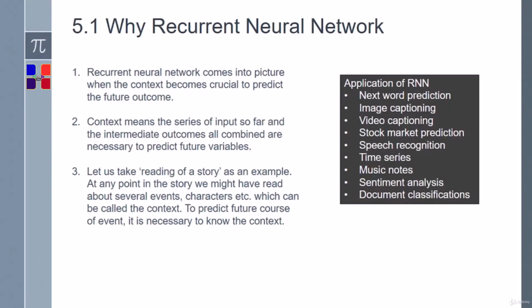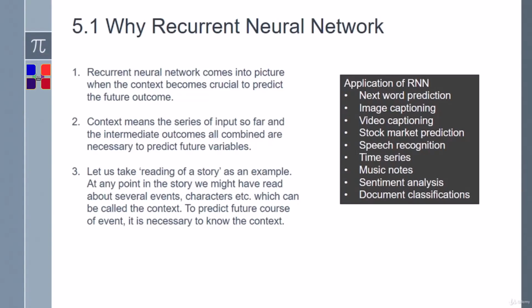Now, some of the applications of RNN are, of course, in next word prediction. This is very heavily used in natural language processing. You give it a set of words, and then the network predicts what is going to be the next word. Something that we all know, like when we're typing in WhatsApp, there is a prediction of the next word, right? So this all comes from the RNN network. And then there are things like image captioning, video captioning, stock market prediction we spoke about, speech recognition, time series. In fact, all the time series are solved using RNN only. Only RNN can solve the time series problem.